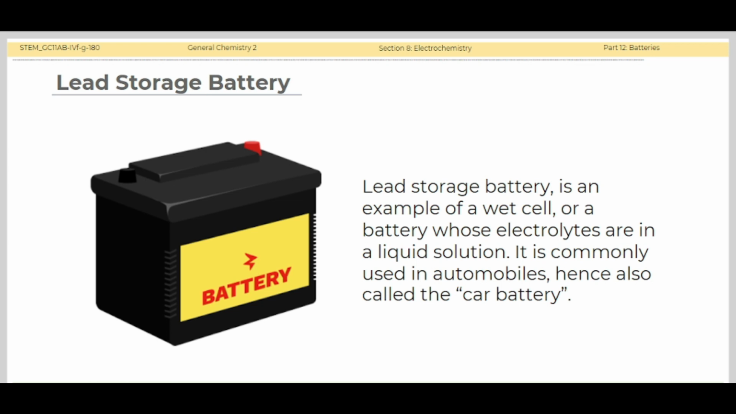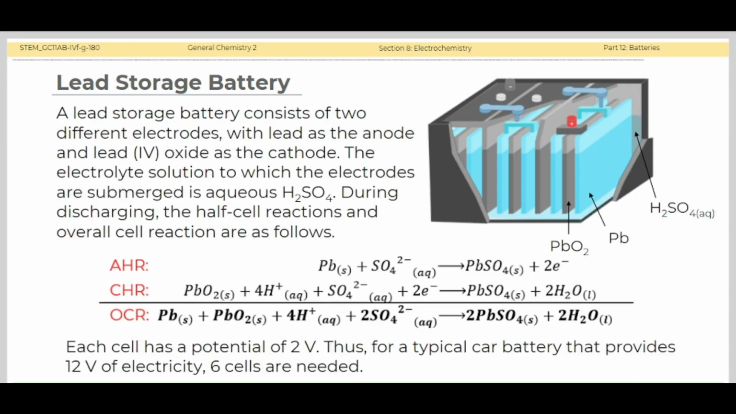Lead storage battery is an example of a wet cell or battery whose electrolytes are in a liquid solution. It is commonly used in automobiles, hence also called the car battery. A lead storage battery consists of two different electrodes, with lead as anode and lead(IV) oxide as the cathode. The electrolyte solution to which the electrodes are submerged is aqueous sulfuric acid.